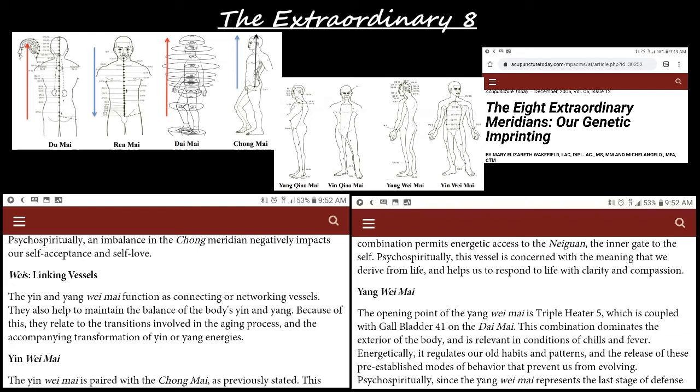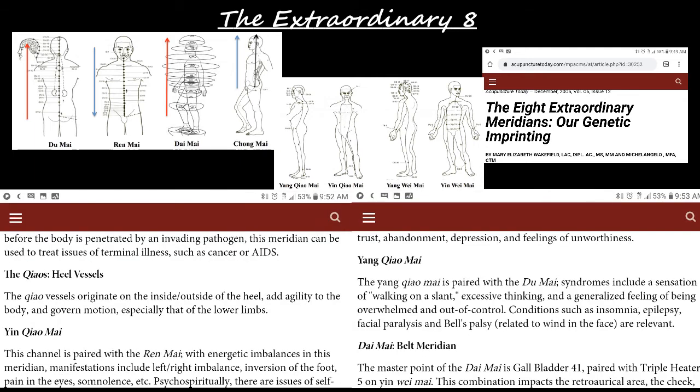Psychospiritually, Yang Wei is the last defense before pathogens invade. So, Yang Wei can be used to treat terminal illnesses like cancer and AIDS.